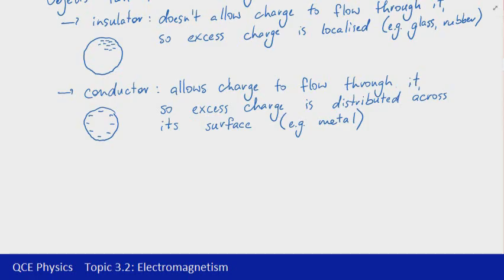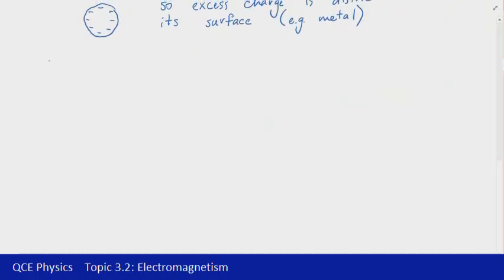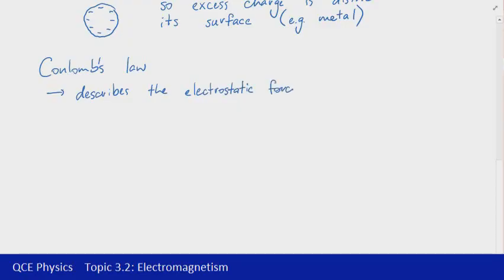Now, getting to the important point of this video, we're going to look at Coulomb's law. The idea of Coulomb's law builds on this idea of objects being charged. Coulomb's law describes the electrostatic force that exists, and that can either be a repulsive or attractive force, so either repulsion or attraction, and that force is going to be between electrically charged objects.